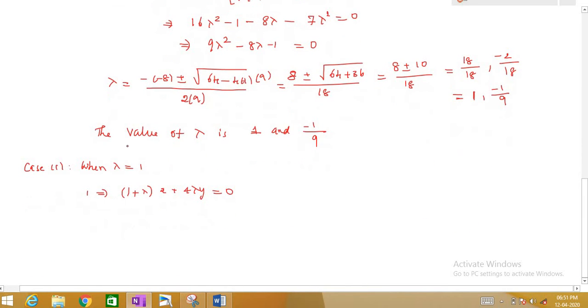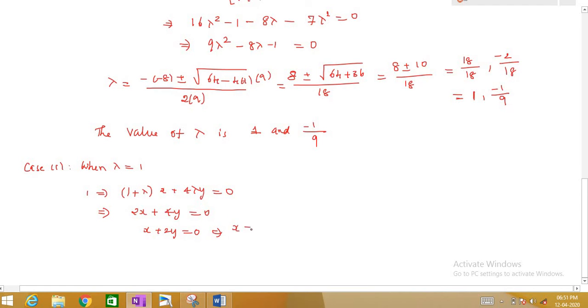If I do that, when lambda is equal to 1, this equation will become 1 plus 1, so this will be 2x plus 4y equal to 0. If I divide this by 2, I'll have x plus 2y is equal to 0.